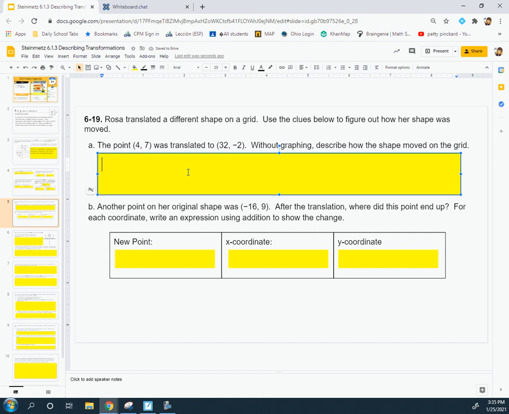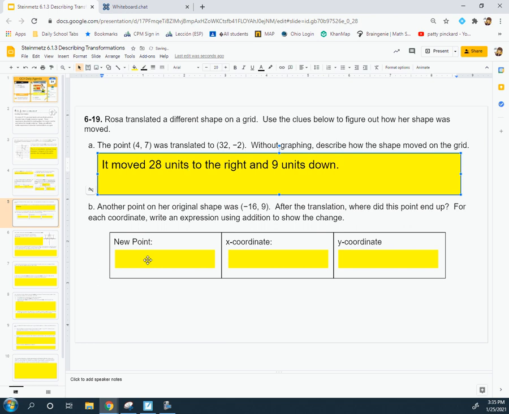So then it says, Rosa translated a different shape on the grid. Use the clues below to figure out how her shape moved. The point was at 4, 7, and now it's at 32, negative 2. Without graphing, describe how the shape moved on the grid. So it moved 28 units to the right and 9 units down.